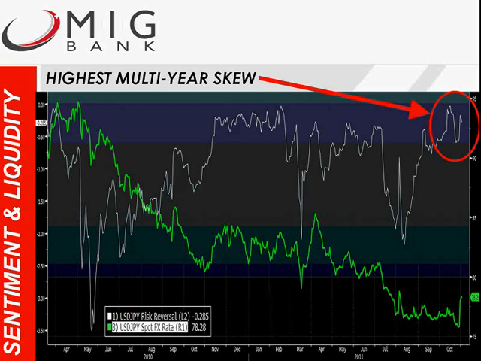And in the option world, we call this a skew, when one set of investors are biased versus others. And you can see here in the red circle that record multi-year skew of people in the market all overcrowding into a buy dollar yen situation. The green line is showing you dollar yen. Now, what this creates is a big problem for the Ministry of Finance in Japan, of course, because it's become an overcrowded trade.